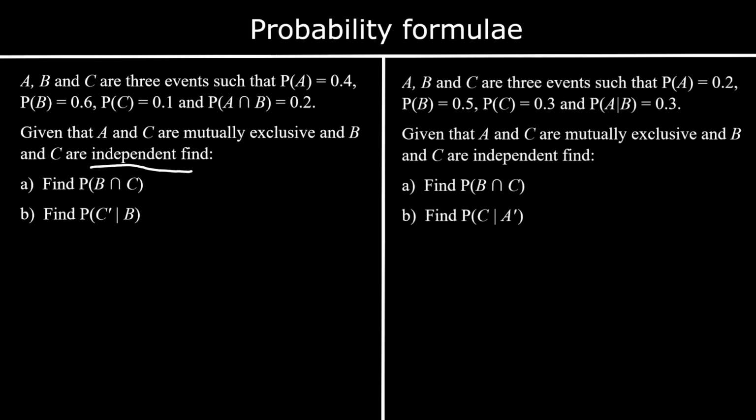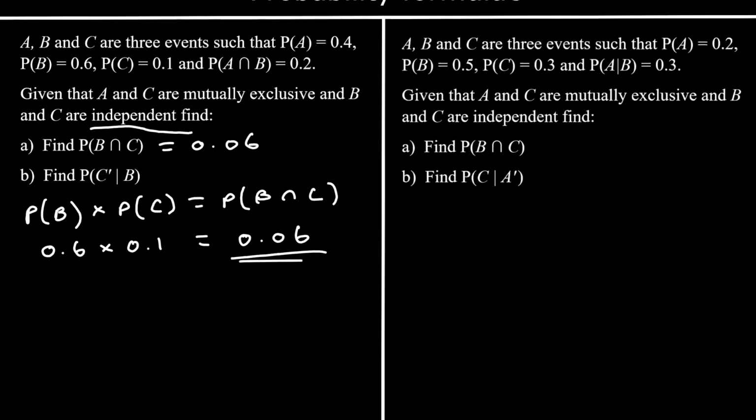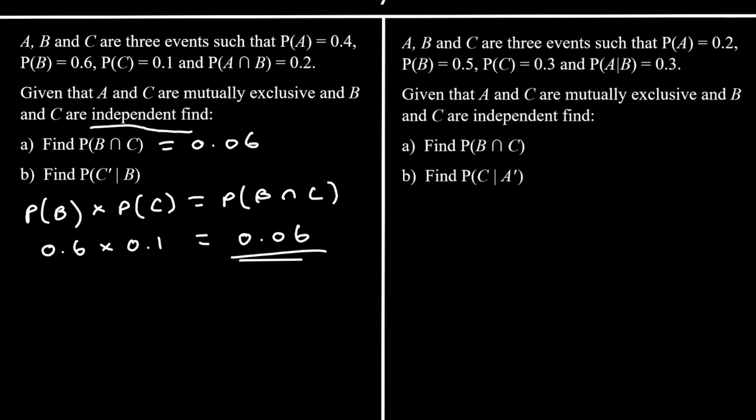So if they're independent, the probability of B times the probability of C will be the intersection, probability of B and C. So the intersection of B and C is 0.6 times 0.1, which is 0.06. So that's the intersection. Find the probability of not C given it's B. So the probability of not C given it's B.